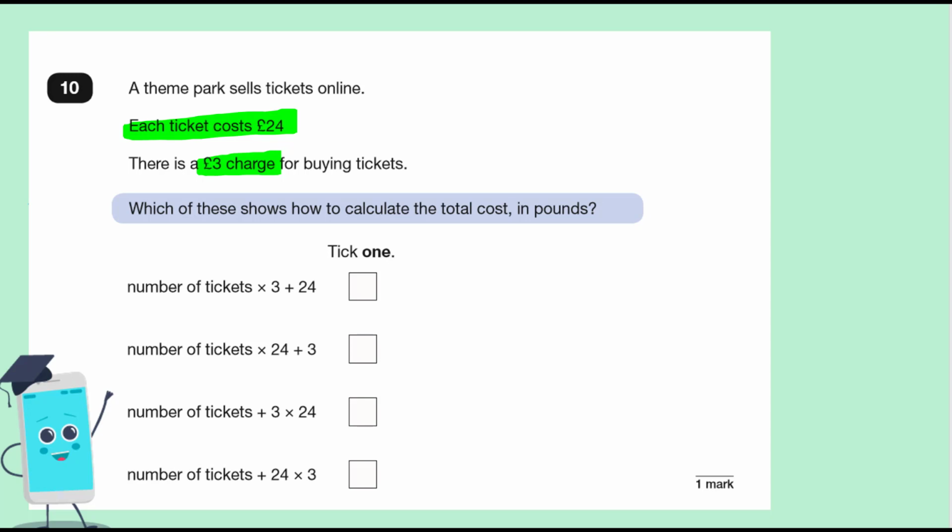Which of these shows how to calculate the total cost in pounds? So we're looking at a bit of algebra here. So if each ticket costs £24, what we need to think about is we're writing a statement that someone could use to calculate how much their tickets would cost, and it doesn't matter how many tickets they buy, they can all use the same rule. So we've got number of tickets can be anything. So for example, if 10 people called up to buy some tickets, each ticket would cost £24.